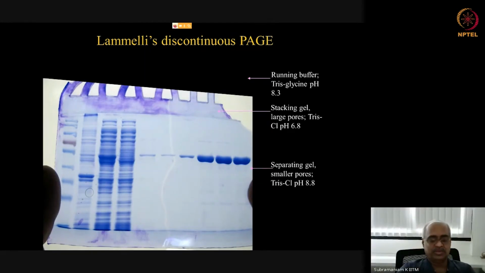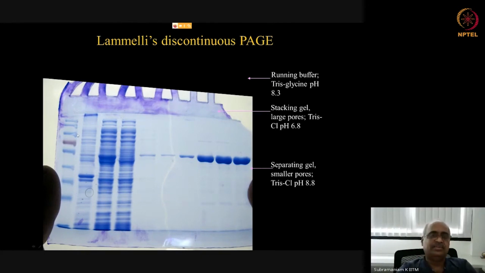So therefore, if you take a ratio of the charge by mass, that is going to be constant for all proteins. So this is the treatment we do, so that the shape of the protein and the inherent charge on the protein do not affect the separation, and the separation is only based on molecular weight. So this is one modification.